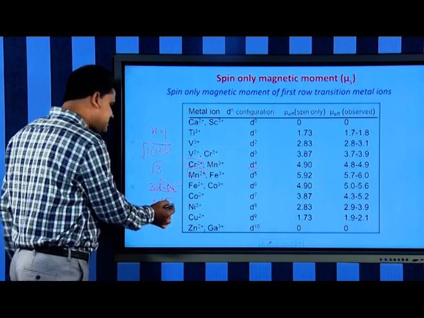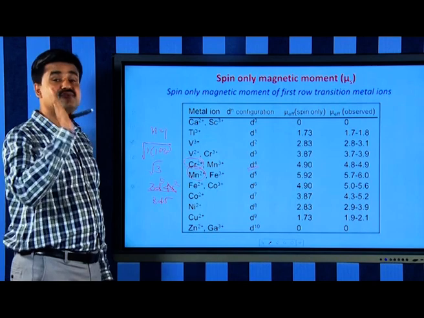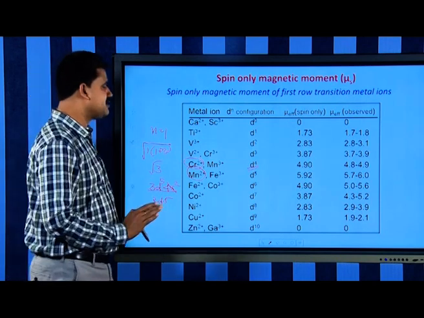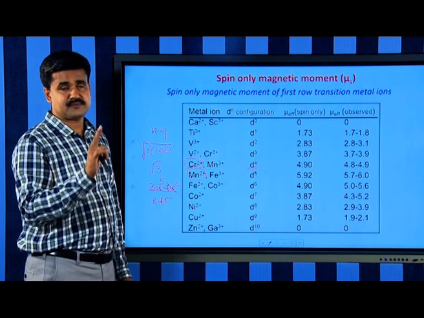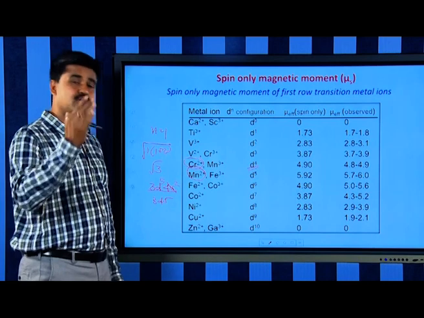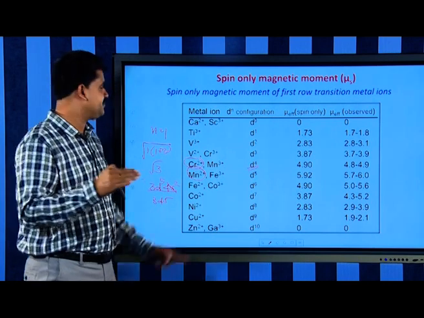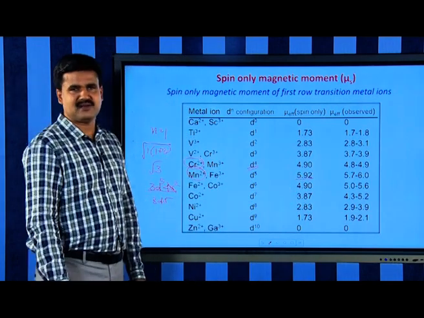Okay. That is, in the case of manganese 2 plus, you can see the presence of 5 unpaired electrons. Those 5 unpaired electrons lead to a magnetic moment of root of 5 into 5 plus 2. That is root of 35. Root 36 is equal to 6. Root 35 is slightly less than 6, and its value is about 5.92 Bohr magneton.